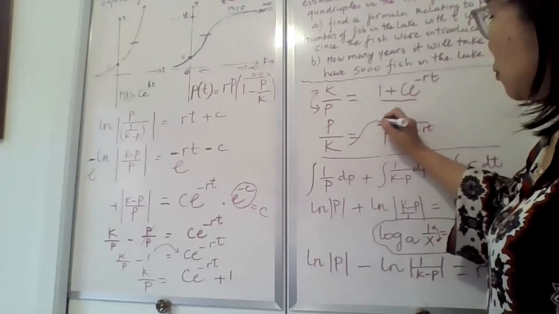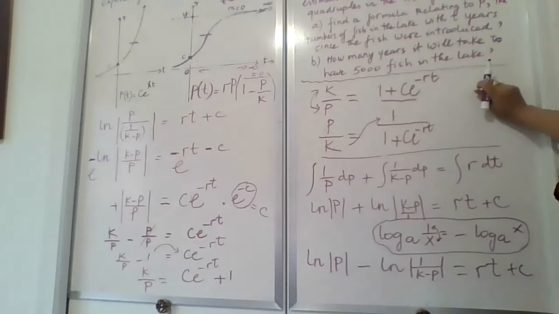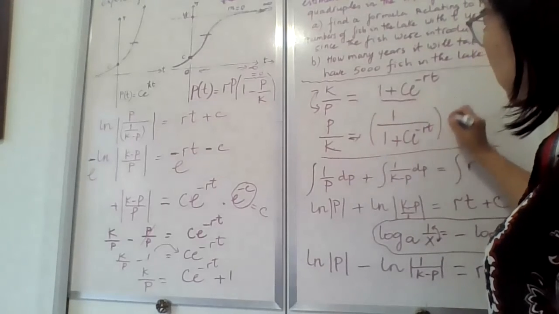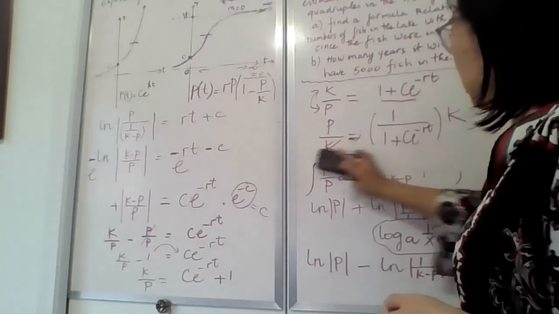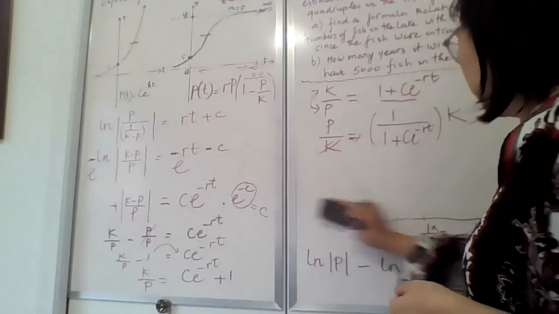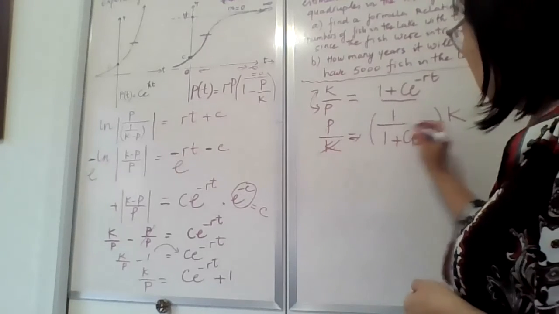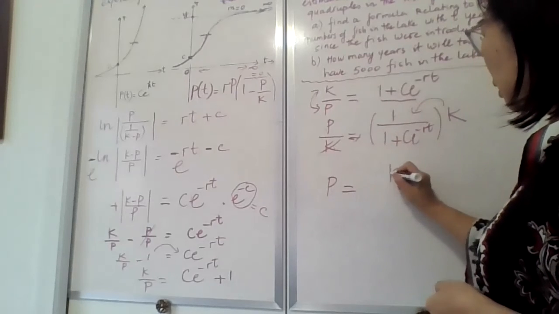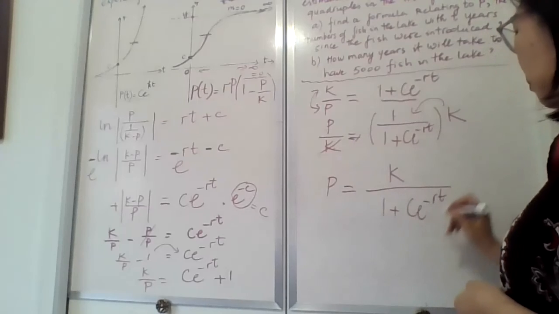Now at this point, if I bring this up to here, yes, I can do that as well. So I can divide, it becomes multiply, when I kick it up, right? It's gone. So now, what do I have? After I do this, I can join this in here, and my function is p equals k over 1 plus c e to the minus rt.